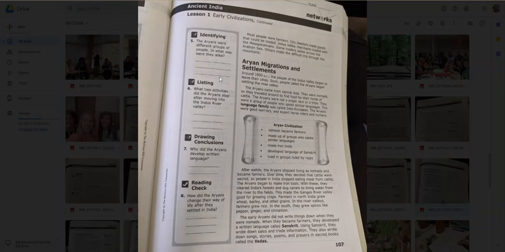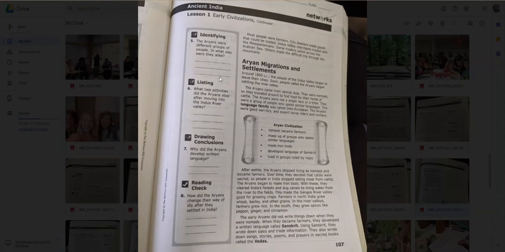Aryan migrations and settlements. Around 1900 BC, the people of the Indus Valley began to leave their cities. Soon, people called the Aryans began settling the river valley. The Aryans came from Central Asia. They were nomads, meaning that they traveled to find food for their herds of cattle and themselves.